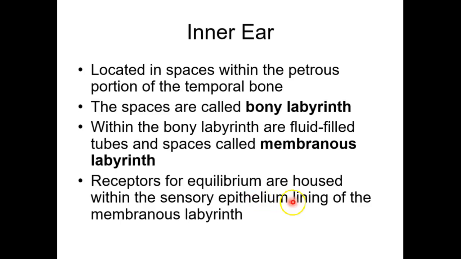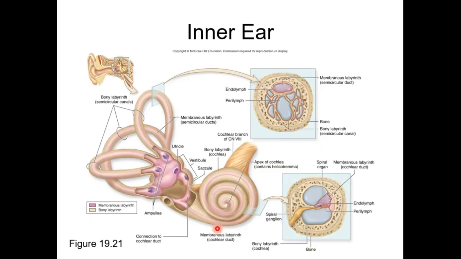So the sensory epithelium is always going to line the membranous labyrinth. The pink is where your actual sensory epithelia are going to be. There's going to be a couple of different sensory epithelia, though. It's not just one.